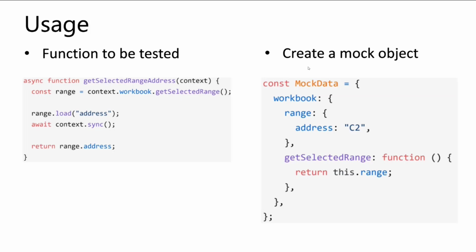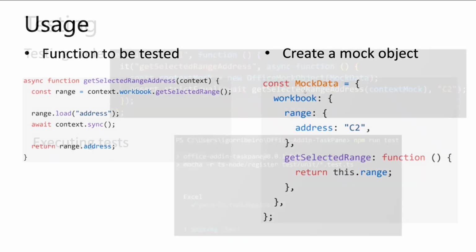And for that, you first create a mock object, which is pretty much an object-like structure in JavaScript. So here I'm creating mock data, and I'm pretty much mocking all the structure that I'm going to use in the code. So I'm creating a workbook, a range. I'm putting an address to be C2. It's just a dummy string. So when I call address, I will actually receive C2. And I'm mocking the getSelectedRange function to return this new range that I just created, which will return the address C2.